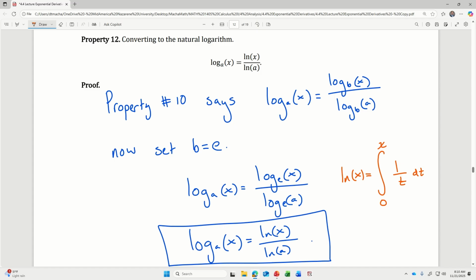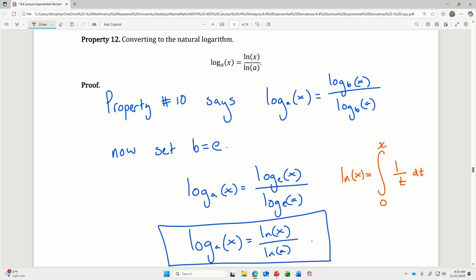And what we do in numerical analysis is we say, all right, anytime I want the log base 2 of 5, I'm going to take that to be the natural log of 5 divided by the natural log of 2. And then how will I calculate the natural logarithm? Well, I'm going to take this definite integral. Of course, my computer can't take this definite integral the way we've been doing in class.